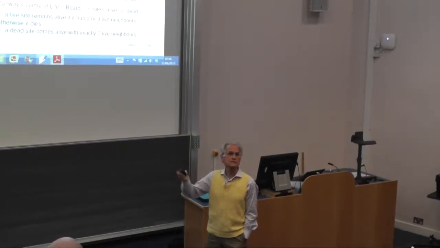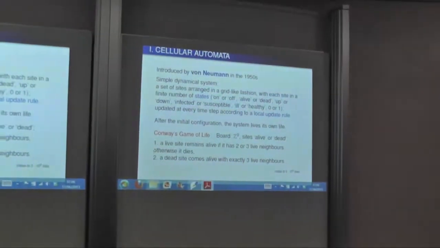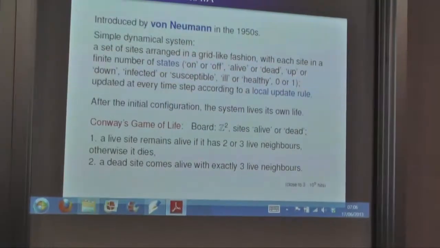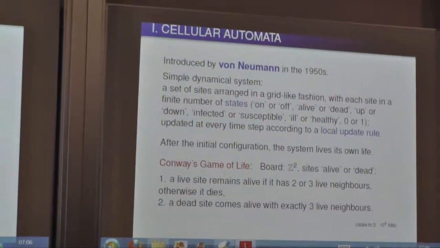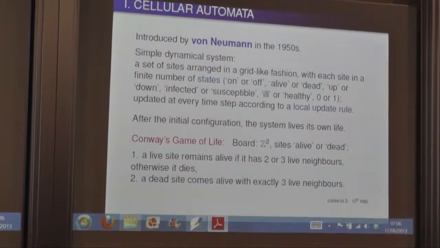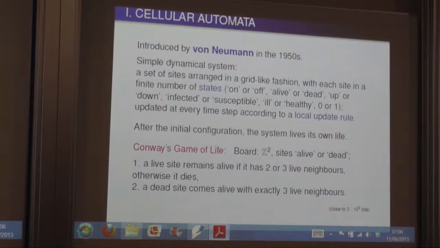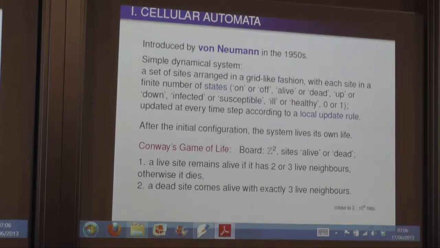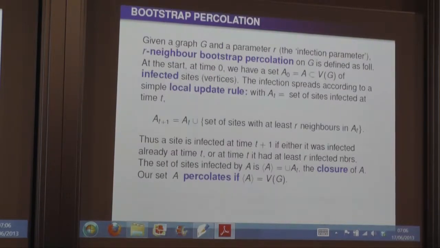Which is the most famous cellular automaton, Conway's Game of Life, which at the latest count, if you Google it, you get 3 times 10 to the 9 hits. Just imagine the number of hours mathematicians spent on it. Actually, in the early 70s, Conway could be found in the common room in Cambridge with his groupies trying out various configurations. What happens?